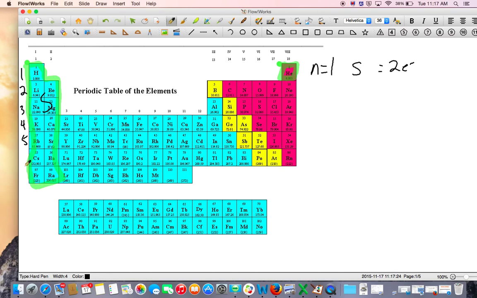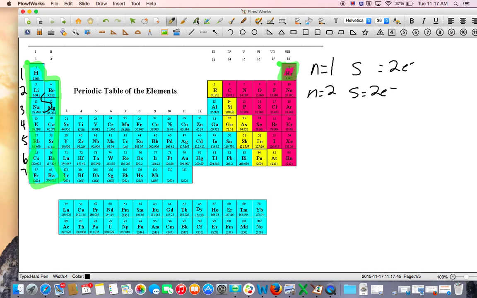Just like you've been told in the past, the first ring, the first quantum energy level, can hold 2 electrons, and we can see now it's because there's just an s orbital holding 2. The second principal energy level, or second quantum, still has an s, right? We've got s's right here. That can hold 2 electrons.